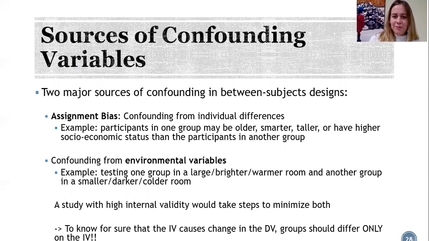We don't know whether any difference in their memory is due to whatever condition we're giving them or because of the environment. So a study with high internal validity is going to take steps to minimize both of these sources of confoundment. To know for sure that our independent variable is what's causing a change in the dependent variable, our groups should only differ in the independent variable.